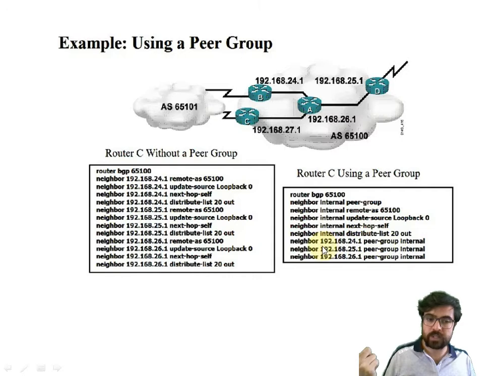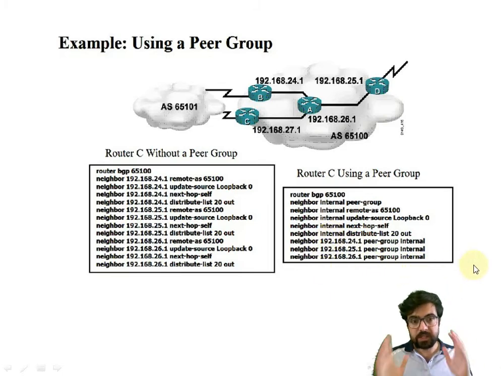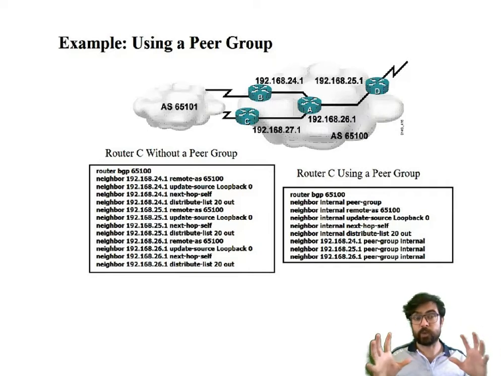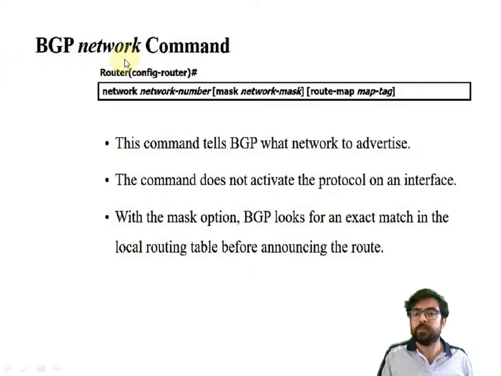What are the networks? 192.168.24.1, 25.1, and 26.1, and they are peer group internal. So in this way, 12 lines become 8 lines, and as I told you, in big networks it will work. It is the best policy. So this is the concept of peer group.